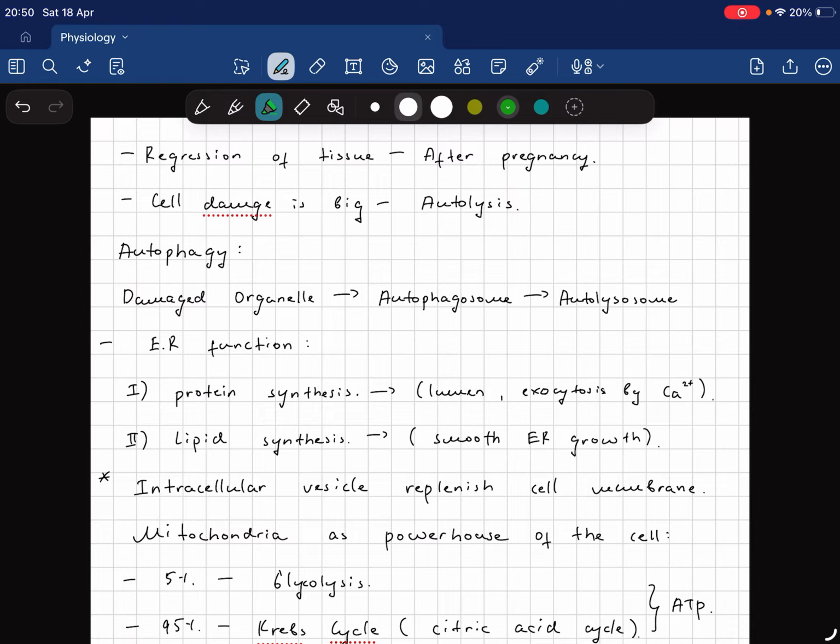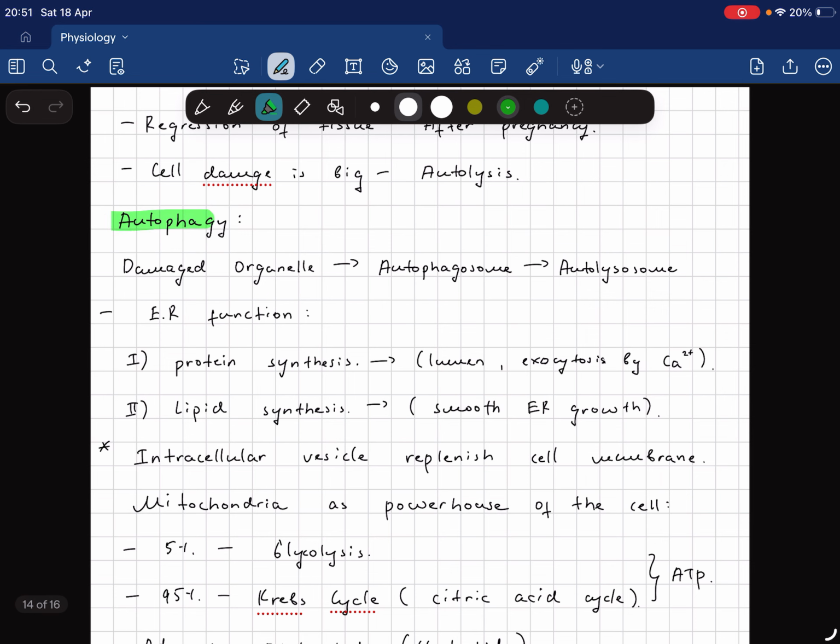And autolysis is basically meaning autophagy. I think they are kind of the same. So if the cell damage is small, you can just repair it. But if the cell damage is really too big, and that would be harmful for the body, the cell must go suicide, or autophagy. Now I'm going to talk about autophagy.